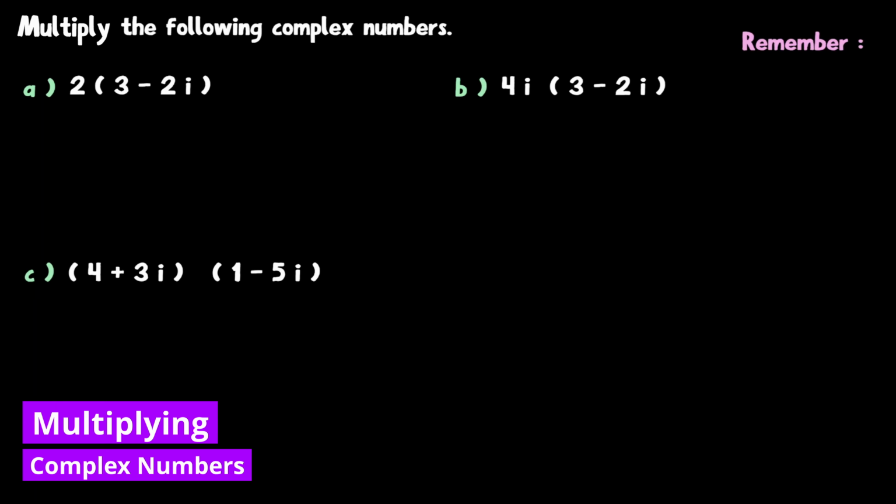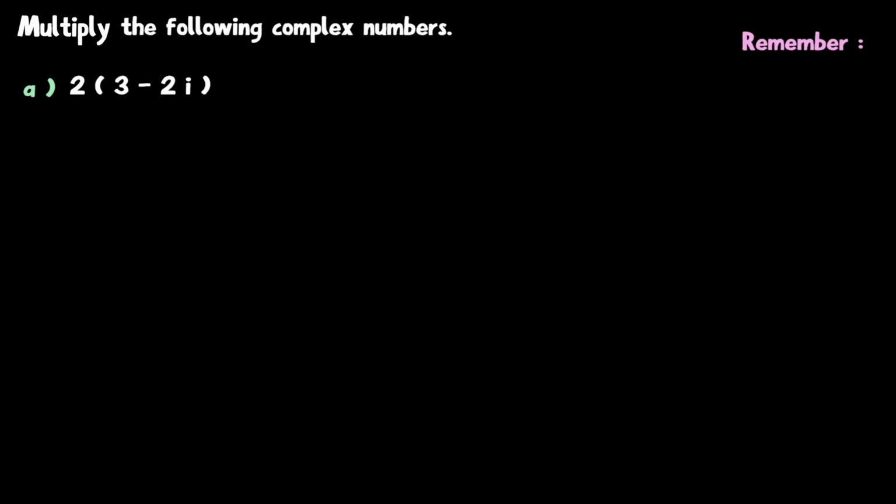So let's multiply the following, but let's take it one at a time. In example A, we have the real number 2 multiplied by the complex number 3 minus 2i. So we have to be organized here. Notice that the complex number has 2 terms, so this value of 2 needs to be distributed to both of them. In other words, we're going to multiply this just using FOIL.